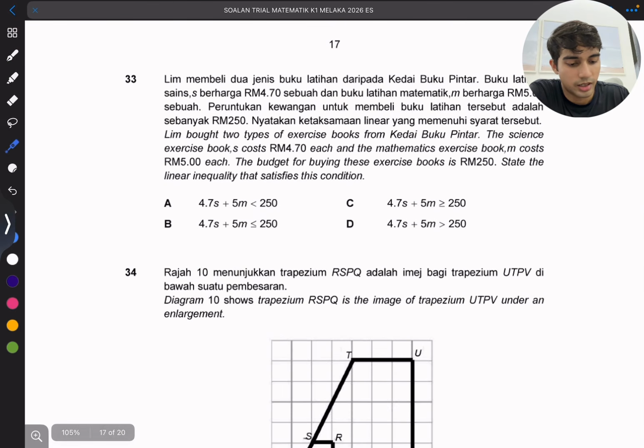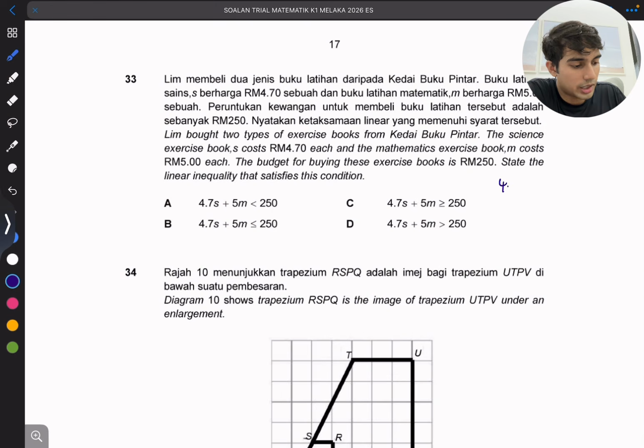33. Lim bought 2 types of exercise books from Kedai Buku Pinta. The science exercise books, S, cost 4 ringgit 70 cents each. And mathematics book, M, costs 5 ringgit each. The budget for buying the books is 250 ringgit. State the linear inequality.